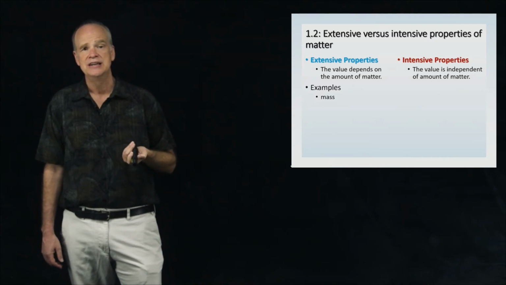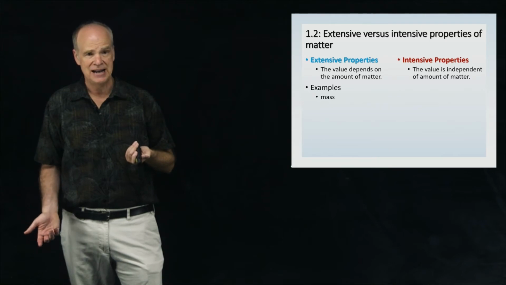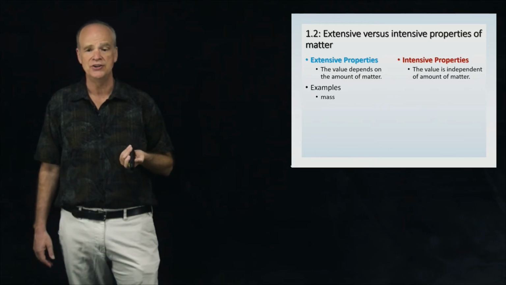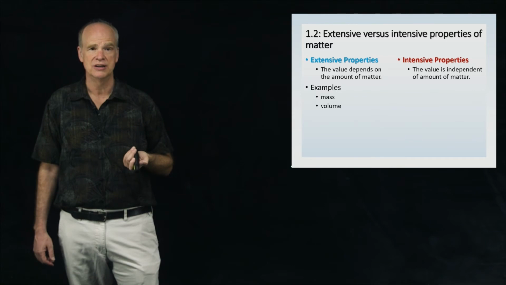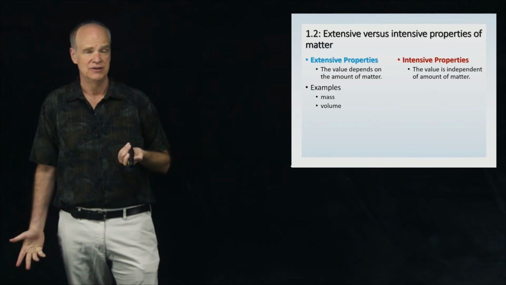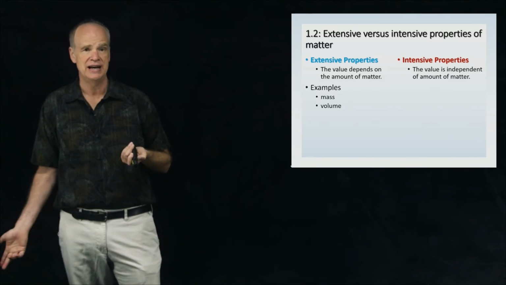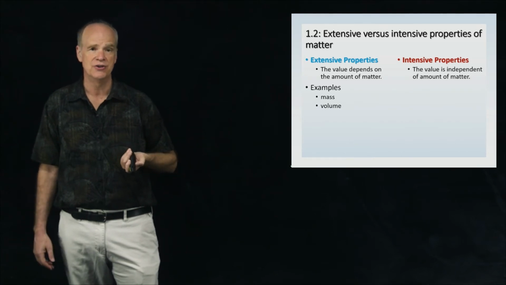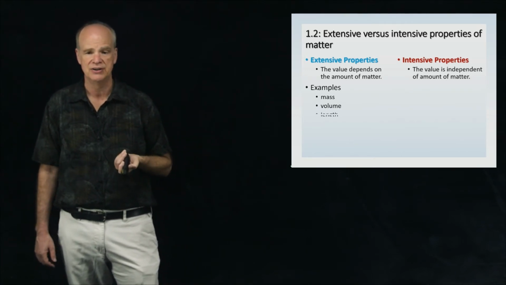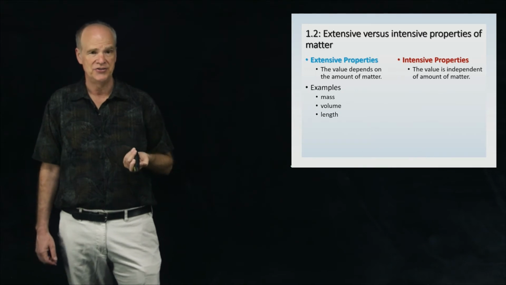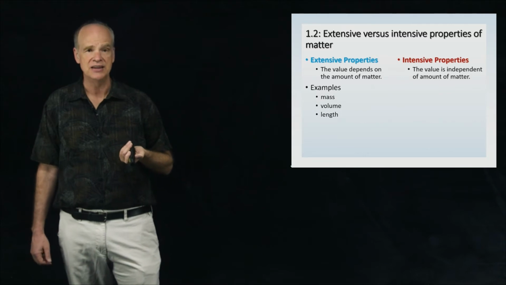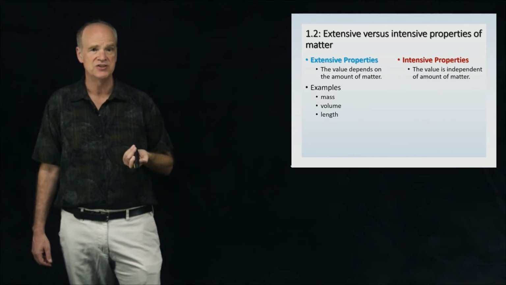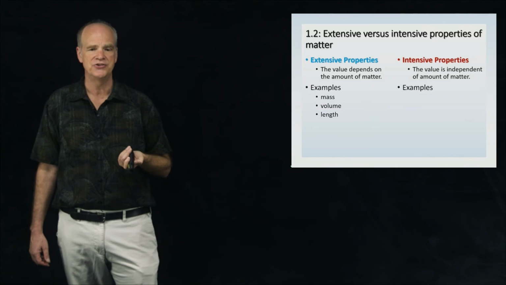So what you can see is that the value of mass is going to depend on how much matter you have. And this is also true for volume. If your brick had 1 liter of volume and you broke it in half, it's going to have less matter in that piece, and so it'll have less volume as well. And so the volume is going to depend on how much matter you have. Another extensive property is length. You can imagine that the length of something is going to depend on how much matter that you have. Now let's compare that to some intensive properties.